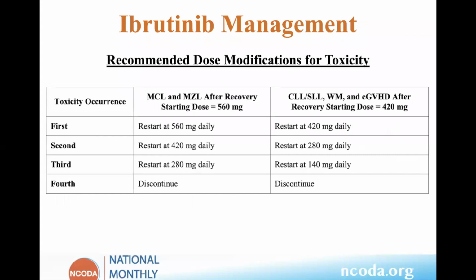Recommended dose modifications for toxicity. So on your first toxicity occurrence in the mantle cell and the marginal zone space, when your starting dose is 560, you're going to restart at 560. And then on your second occurrence, you're going to go down to 420, and then 280, and then discontinue. As far as the other indications where your starting dose is 420, you're going to go down to 280, down to 140, and then you discontinue thereafter.